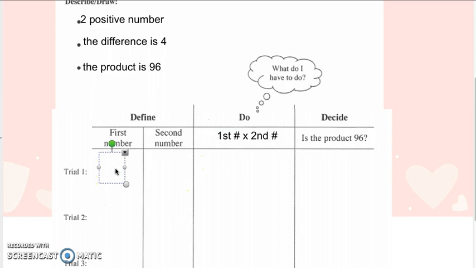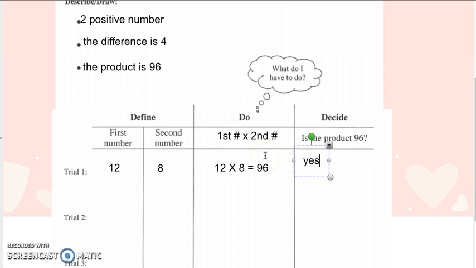So my first number I'm going to pick, how about we do 12, and the second number as 8, because that's a difference of 4. So then if I multiply 12 times 8, take a second and do that on your own, you should get the answer as 96.